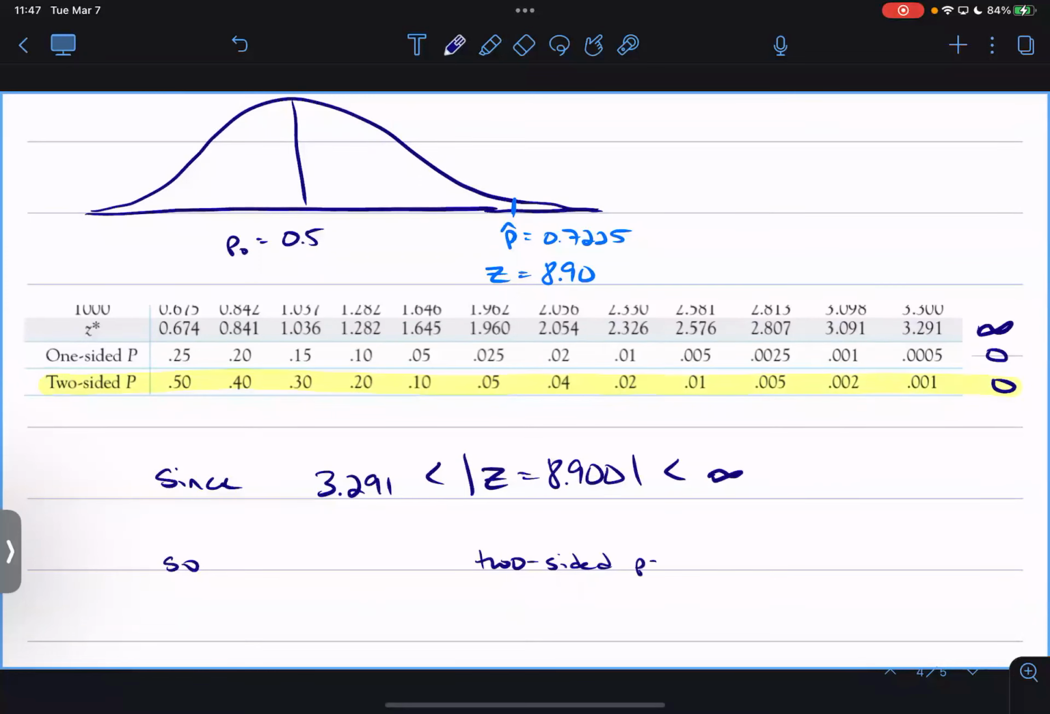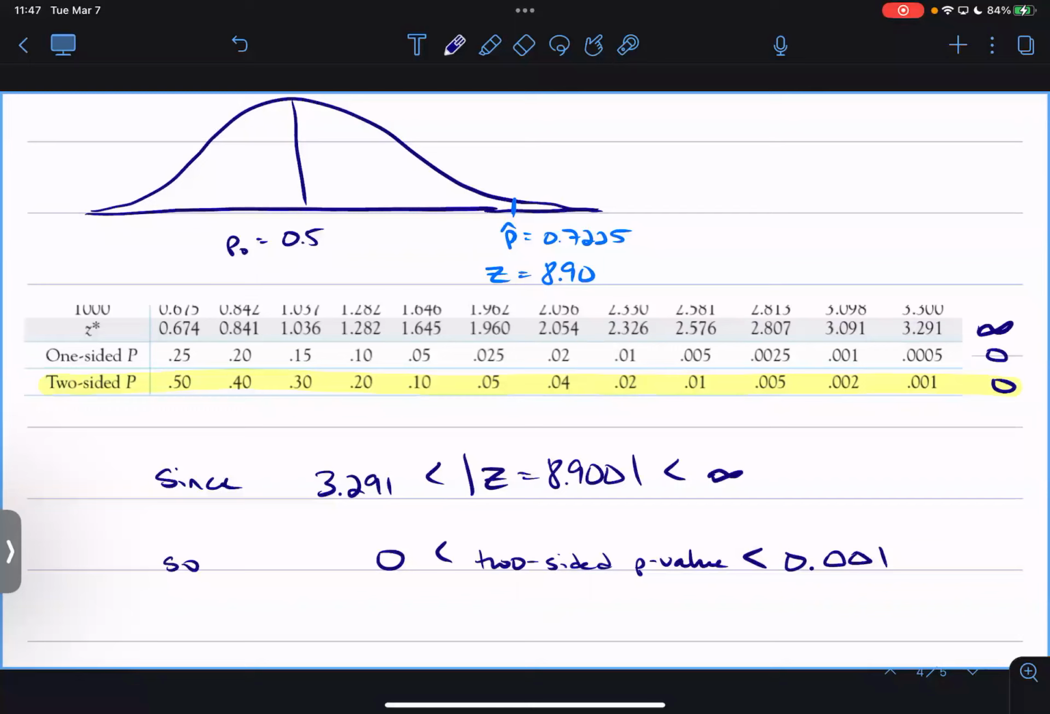So the two-sided p-value is going to be between two values. Just make sure you read them from right to left, because you're going to have the smaller value attached to the larger Z. As long as your interval makes sense from 0, it's somewhere between 0 and 0.001.